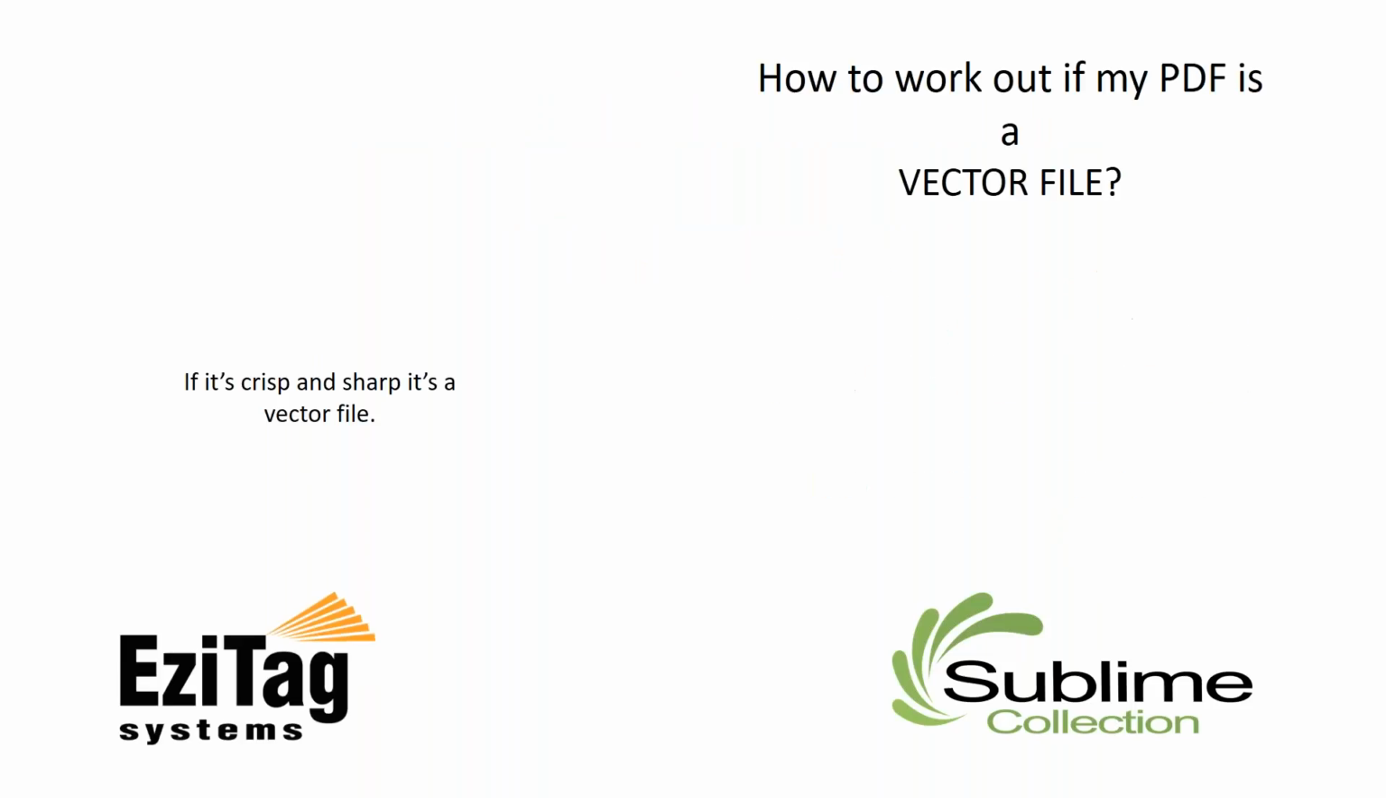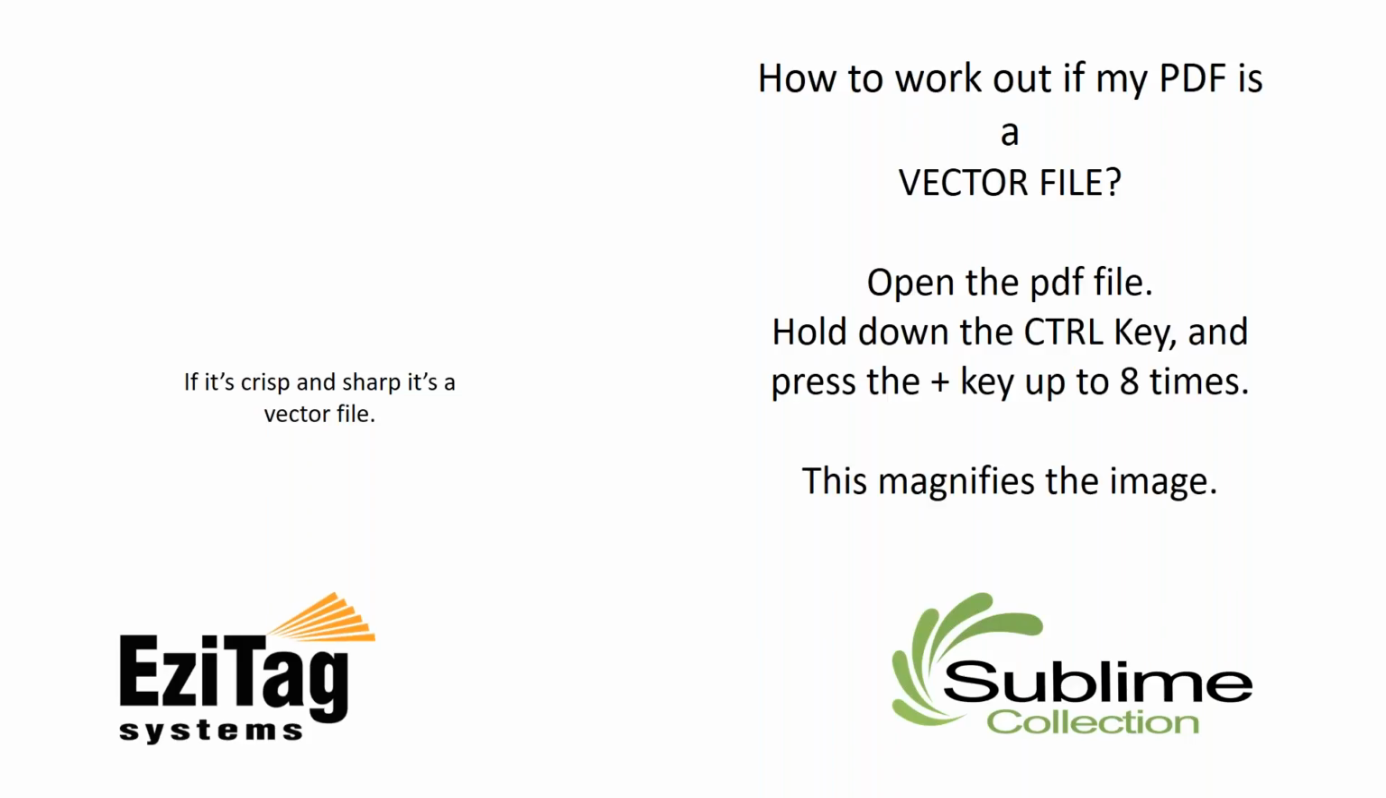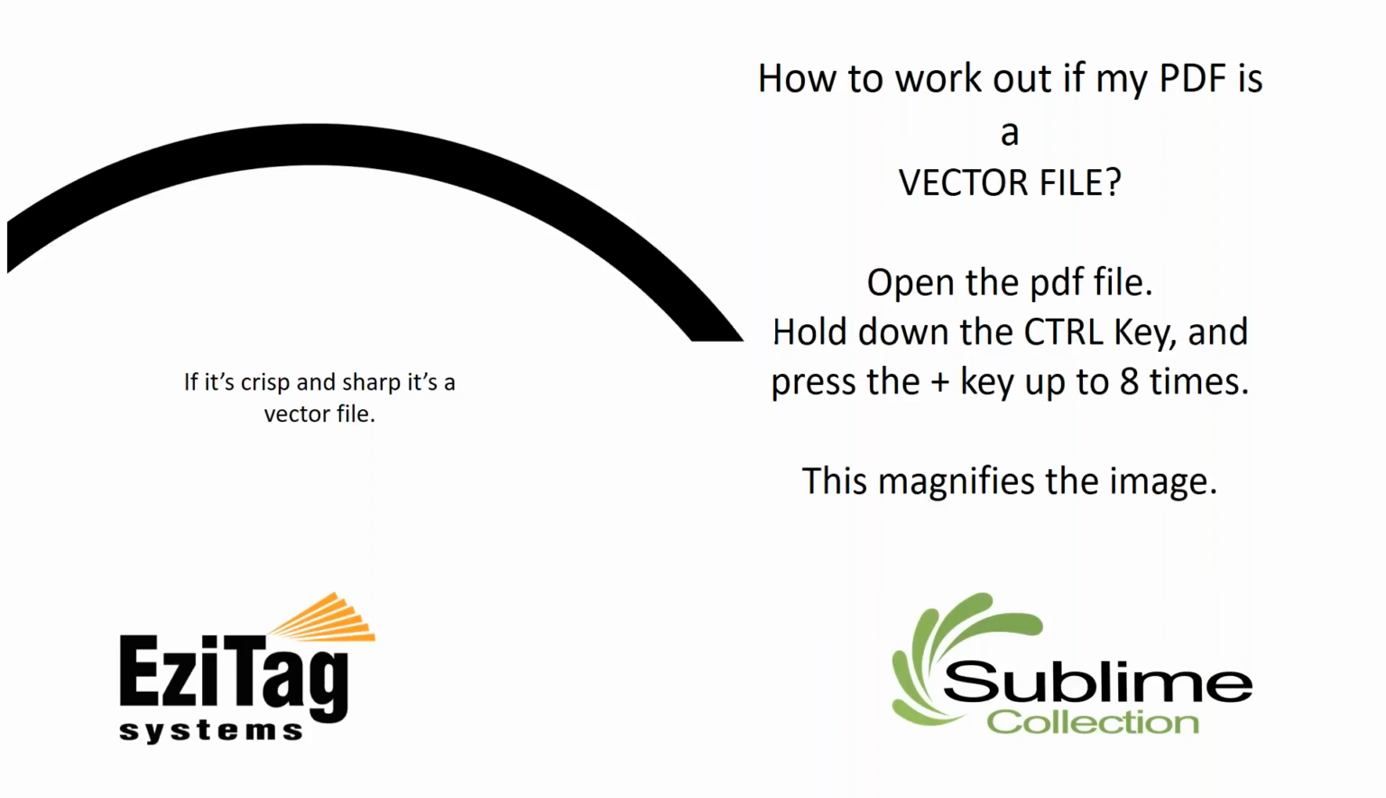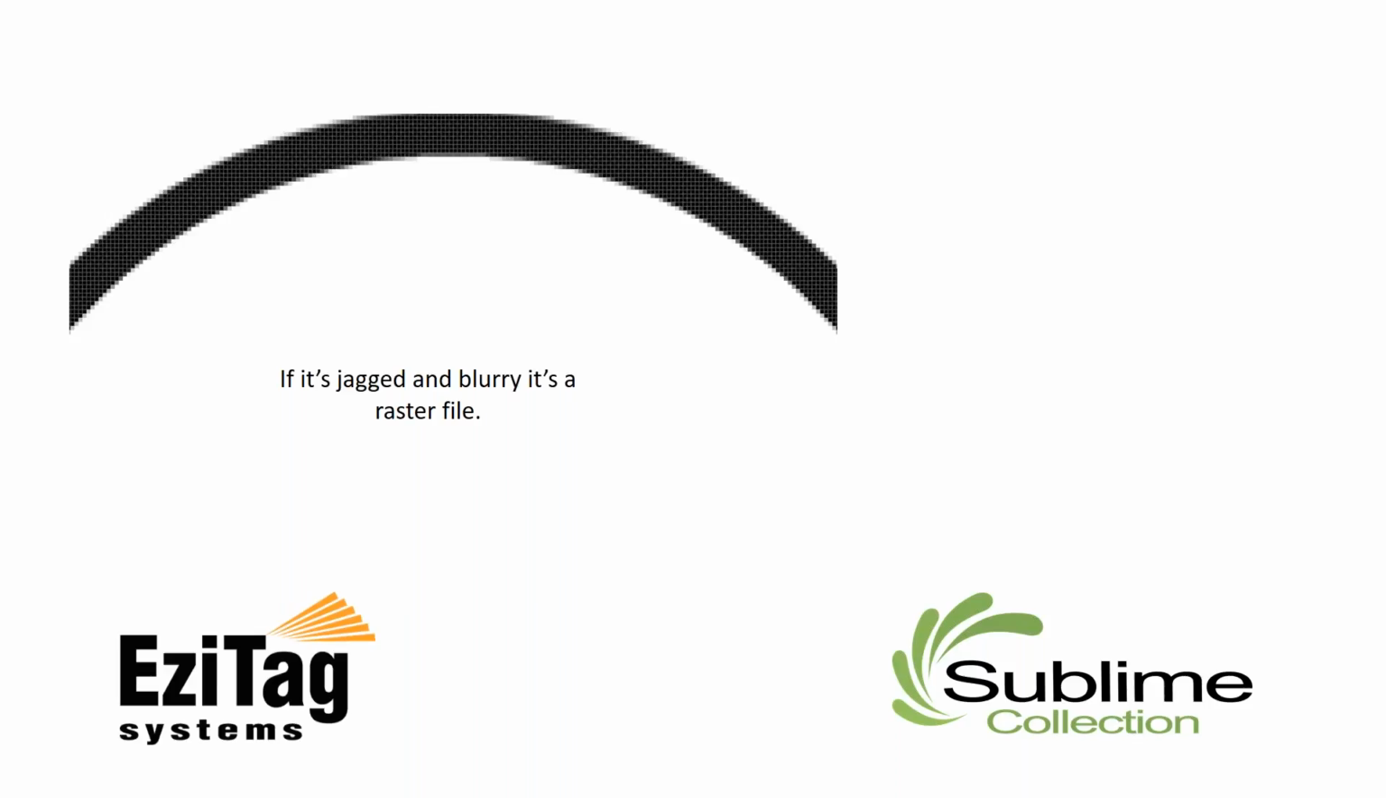So, how do you tell if the PDF file you've got is vector or raster? It's really quite easy. You just open the PDF file, double click it on your computer, and it will open up. To magnify that, hold down your control key and press the plus key about 8 times, and you'll see on your screen the image magnifies or zooms in. If it's crisp and sharp, like that semicircle on the screen now, then it's a vector file. If, however, it's jagged and blurry, like your screen now, it's probably a raster file and no good.